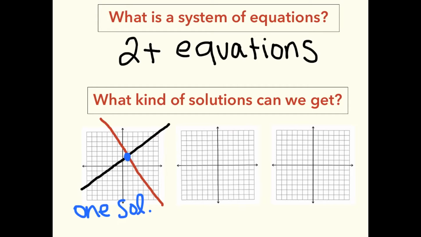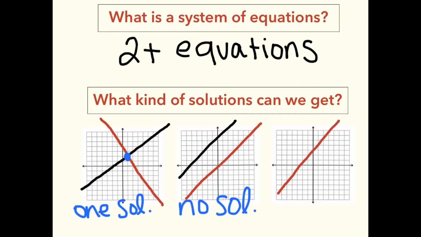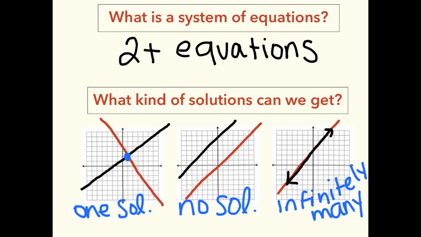The other thing is if you graph the two lines, your two equations, and you get parallel lines. Since they never cross, you would have no solution. The last choice is if you graph this line and then you graph the other equation and they're exactly the same line. That means that they cross all over the place, so you have infinitely many solutions. So when you solve a system of equations, you can have three solutions: one solution, no solution, infinitely many.